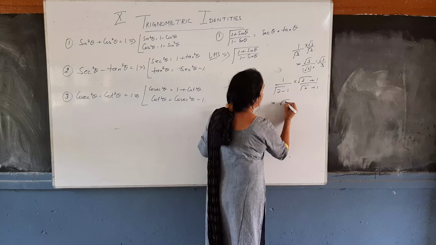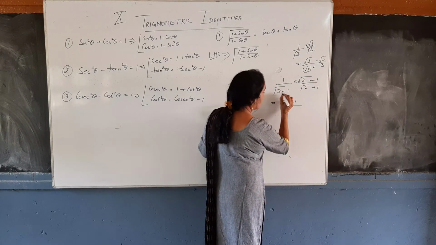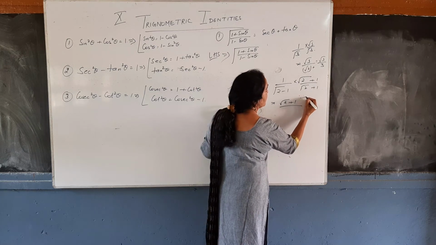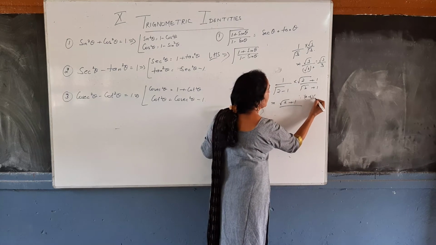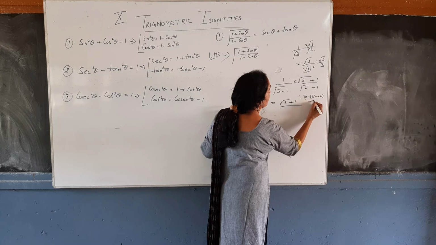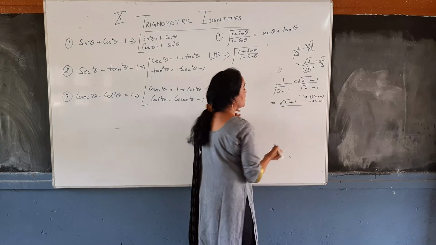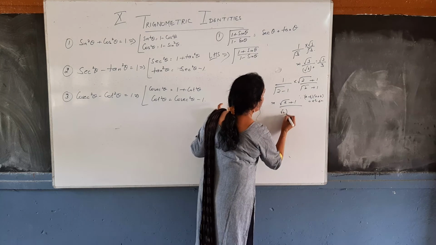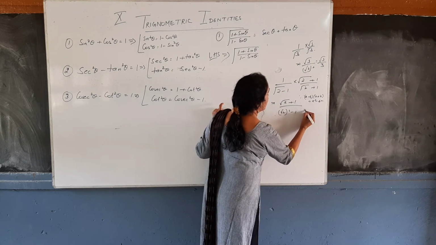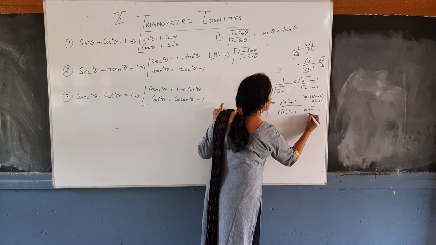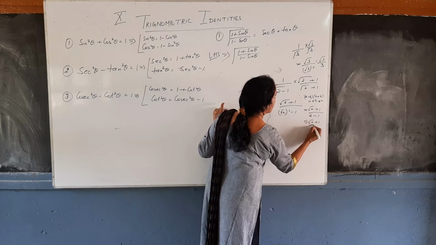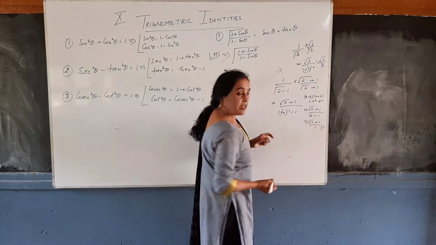Here it will be root 2 plus 1, and see the denominator, it is of the form a minus b, a plus b, which is equal to a square minus b square. What is a here? Root 2, b is 1. So we will get here root 2 whole square minus 1. So the answer will be root 2 plus 1 upon 2 minus 1, or root 2 plus 1 upon 1. So this will be the result.